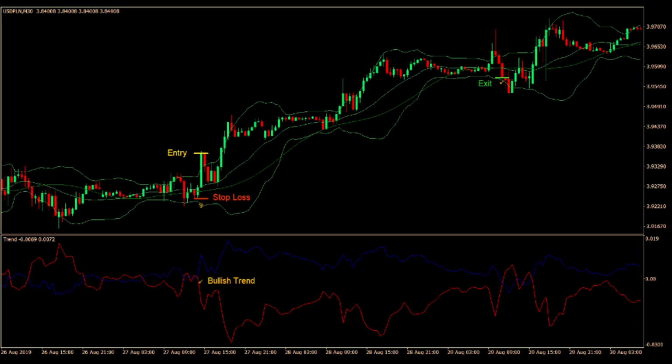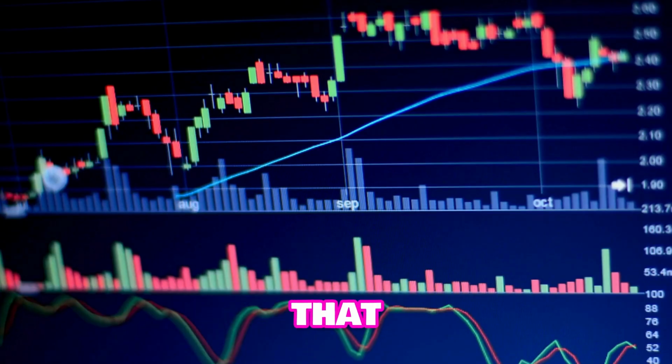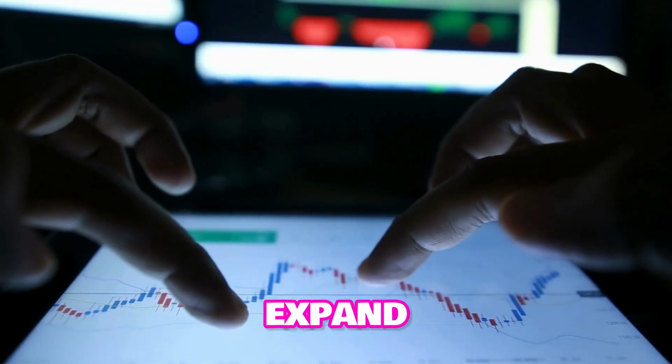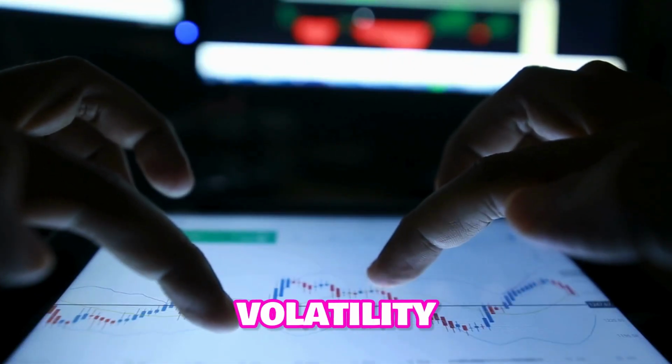Bollinger Bands. Bollinger Bands consist of a middle band, usually a simple moving average, and two outer bands that represent standard deviations from the middle band. These bands expand and contract based on market volatility.